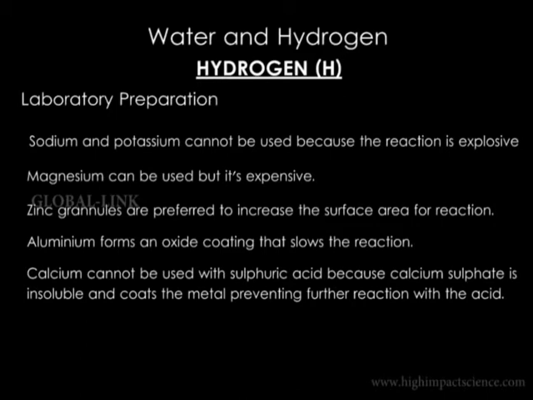Aluminium reacts slowly with acids due to a layer of aluminium oxide on its surface. Calcium cannot be used with sulfuric acid because the salt formed, calcium sulfate, is insoluble and forms a coat on the metal surface, preventing further reactions.